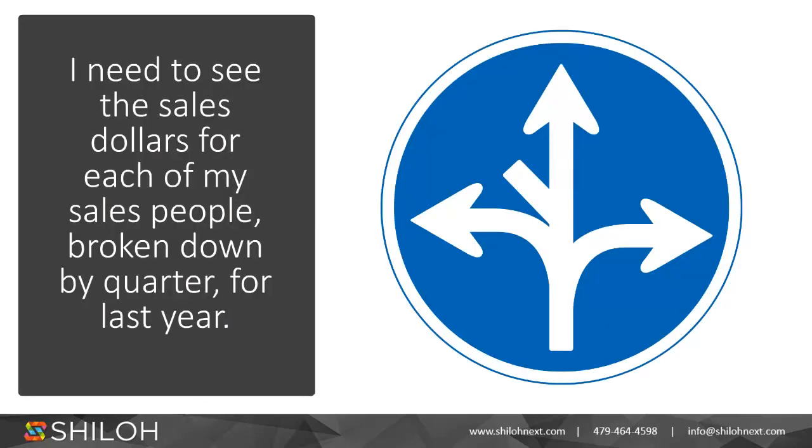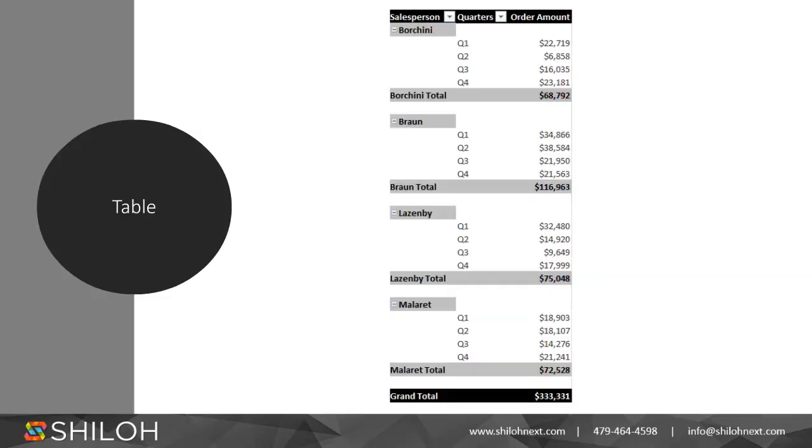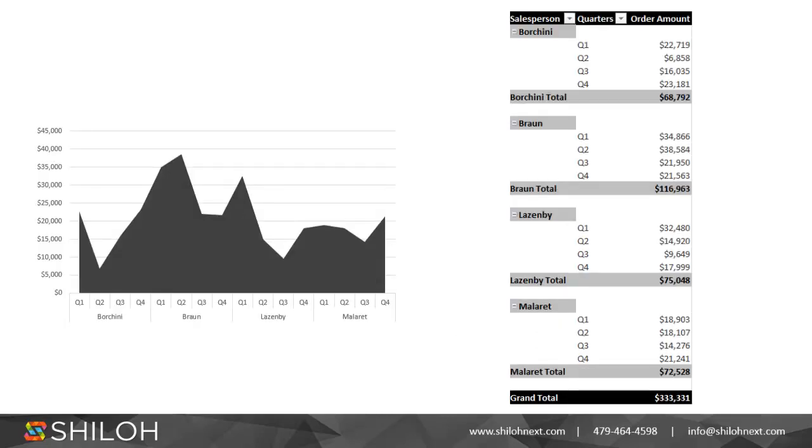The scenario. I need to see the sales dollars for each of my salespeople, broken down by quarter for last year. Since this is a comparison, in this case, it's best to choose a table. Use a table when you need lots of detail, especially if you want the viewer to be able to sort the data. While an area chart does show the peaks and valleys in each person's sales, it's difficult to see details. You also can't see a subtotal or a grand total like you can when you use a table.